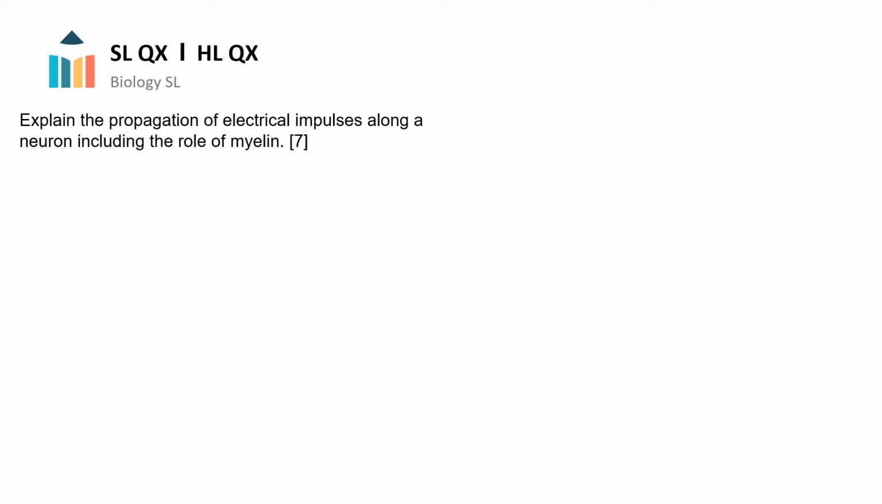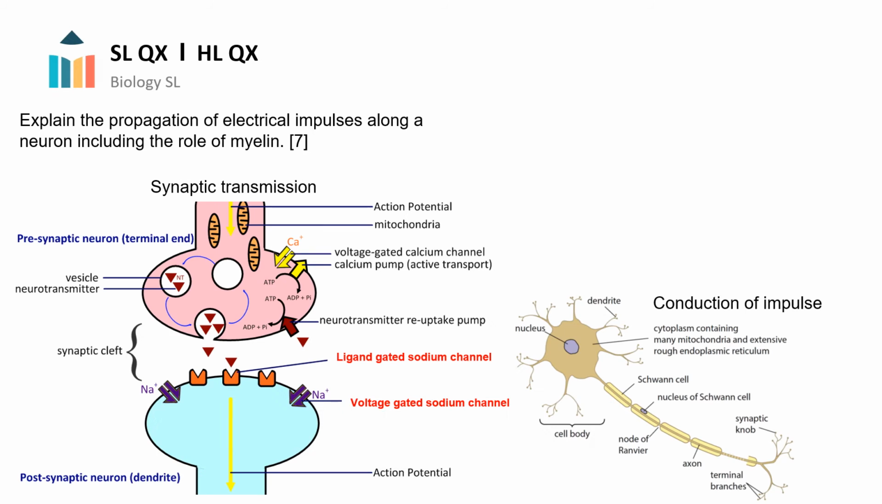Explain the propagation of electrical impulses along a neuron, including the role of myelin. First, a quick review of synaptic transmission.